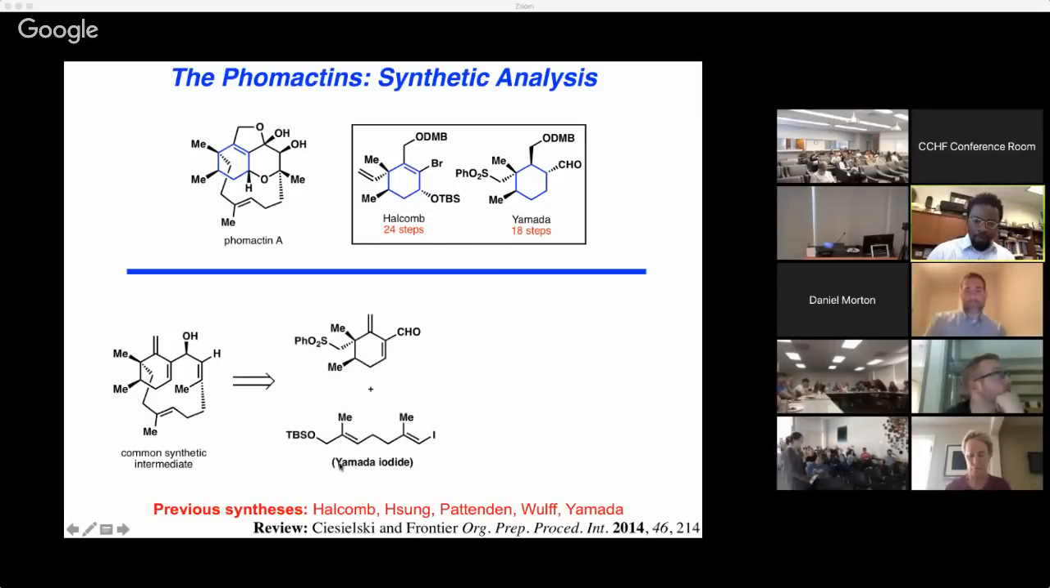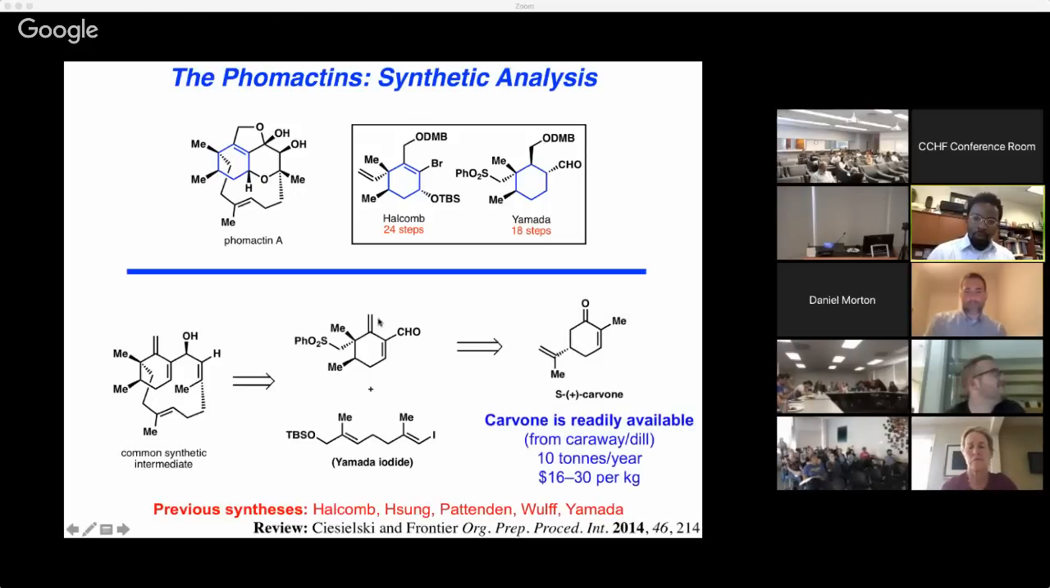The vinyl iodide had been utilized by Yamada in his group synthesis of the formactants, and so that we would borrow in terms of how to prepare that. Really, the contribution that we're going to make rested on our ability to prepare a cyclohexene fragment of the type shown here. And that we thought we could bring back to a precursor such as this compound here, carvone, which is readily available. Either enantiomer can be obtained on metric ton scale.